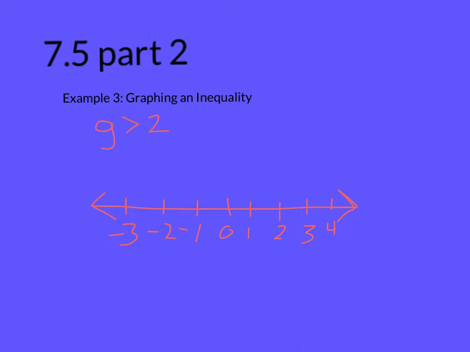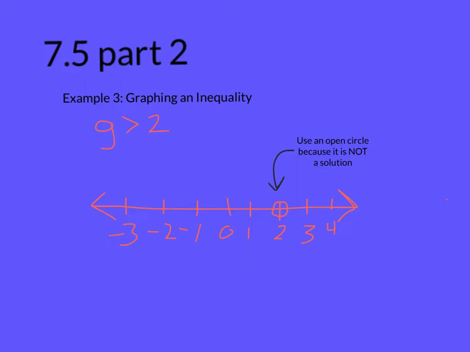So the first thing we do is we want to graph 2. What you're going to do is draw a circle around the number 2, like this. It almost looks like a target or something. It's an open circle. We use an open circle because it is not a solution. We're not going to color in that circle. 2 is not a solution. So our statement says that G is greater than 2.